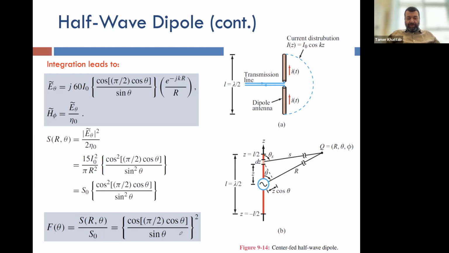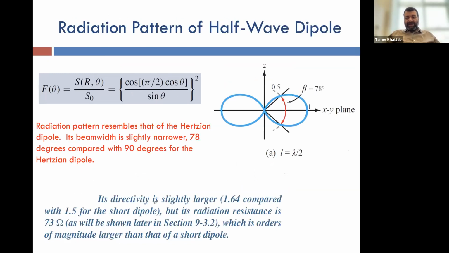If you plot this expression as a function of theta on the polar plot again, you will get a very similar butterfly shape. Maximum radiation is perpendicular to the antenna on the right and the left side. But there are differences because the beam width here is different. And we'll see later on that the maximum value, the directivity, is also different.